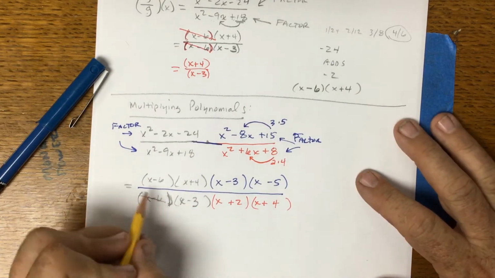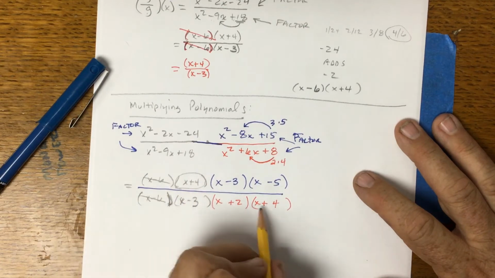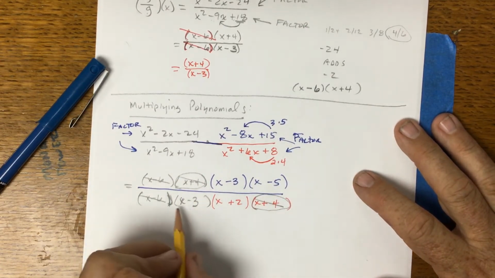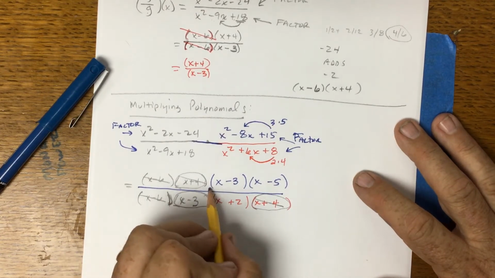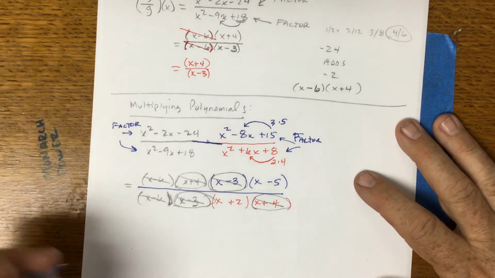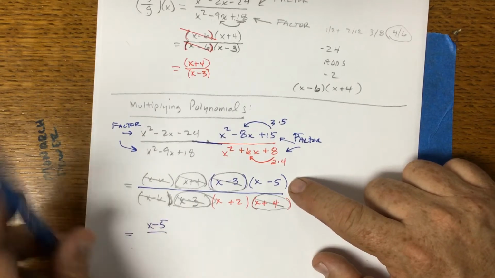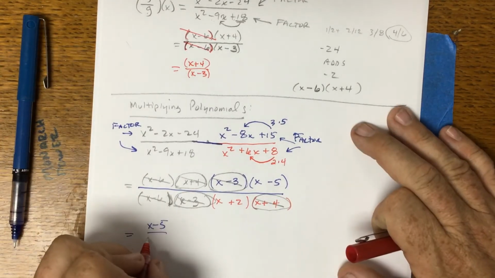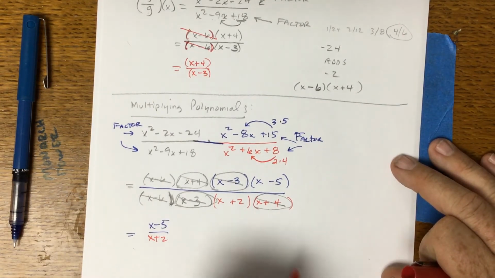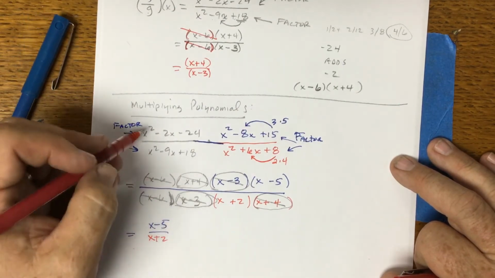So I've got those two that are the same. I have my x plus 4 here and my x plus 4 here. They're the same. I have my x minus 3 here and my x minus 3 here. Those are the same. So now what I've got is my leftover blue one and my leftover red one. So what we did is we made equivalent equations. So these are all equivalent.